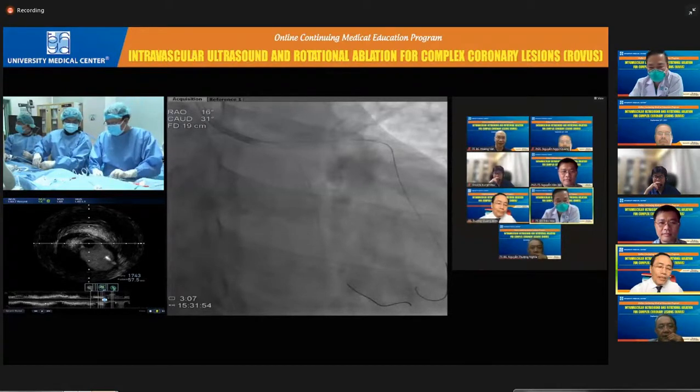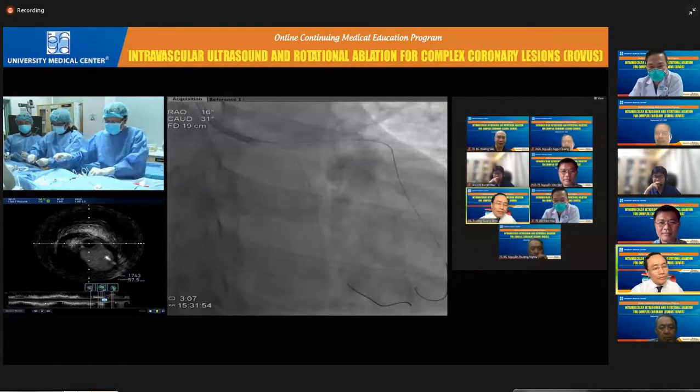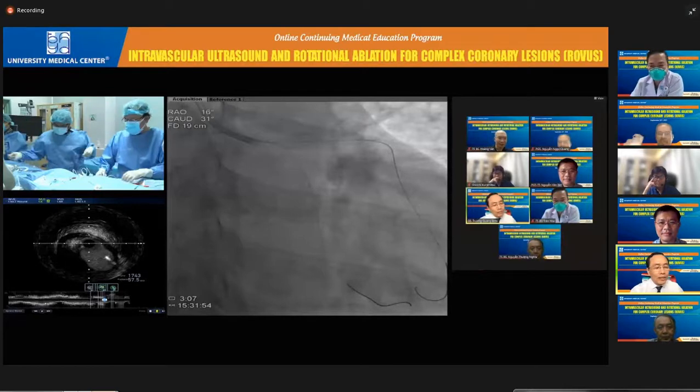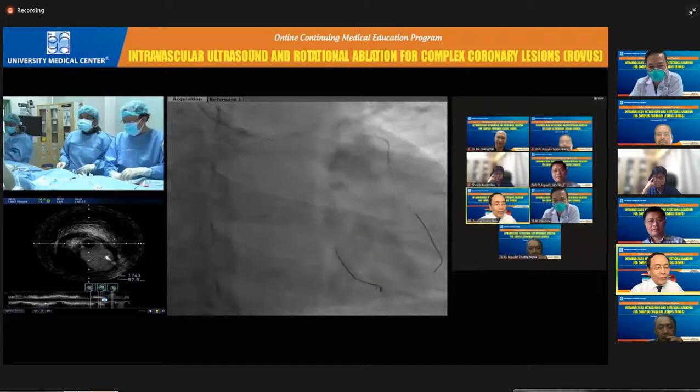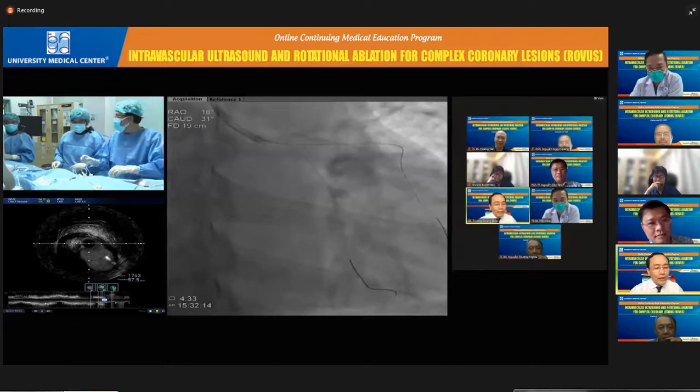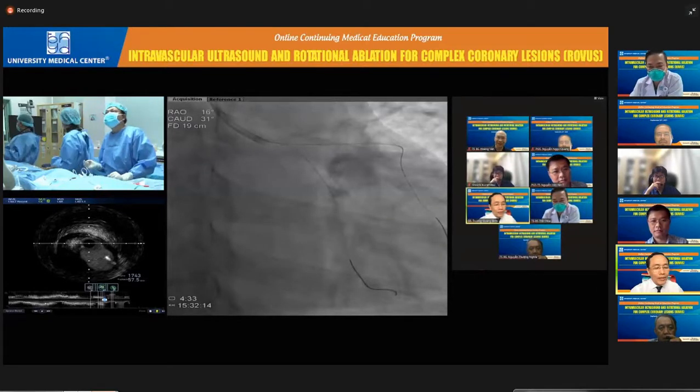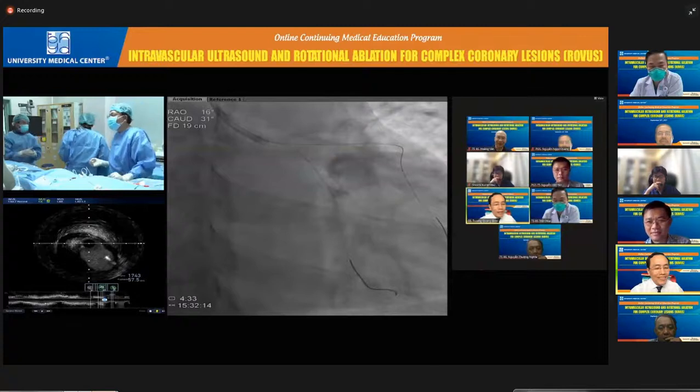So maybe the young doctor will do DK crush, but to me, I'm over already. So I just pay attention to the time between the door of the cath lab to the door of my home. So we do it short and simple, and come back home with my wife. Is that okay?